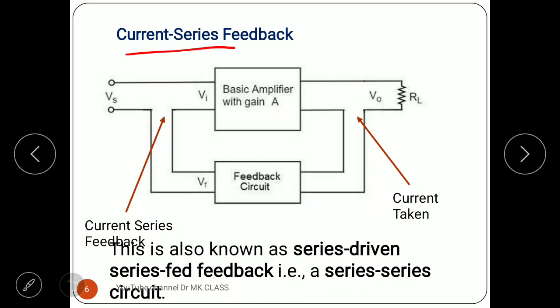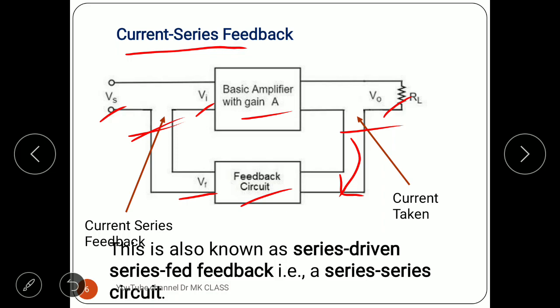Next one is current series feedback. See here, current will be series. Here current will be taken as a feedback, and here current will be given in series. So same diagram, basic amplifier gain A and feedback circuit beta, and this is the feedback voltage. Vi is the input voltage to the amplifier, and Vs is the source voltage, V0 is the output voltage. Everything is same in all four diagrams, but only the feedback, how we are giving a feedback.